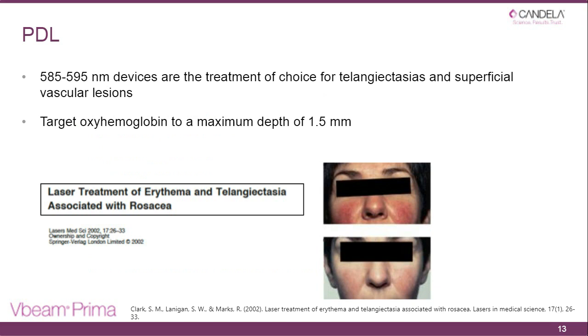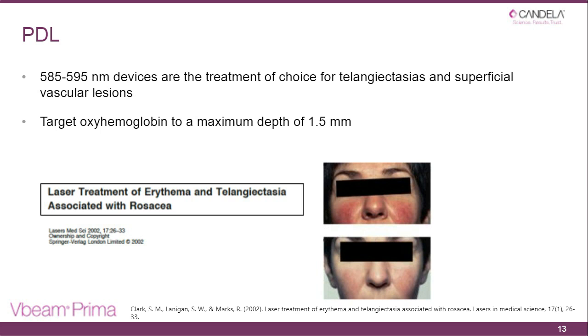Regarding the PDL, both the 585 and 595 devices are the treatment of choice for telangiectasias and superficial vascular lesions. As you know, they target the oxyhemoglobin located at a maximum depth of 1 or 2 millimeters. So they are very useful when treating this superficial telangiectasia. This is one of the first articles that were published regarding the use of PDL and their utility treating rosacea.